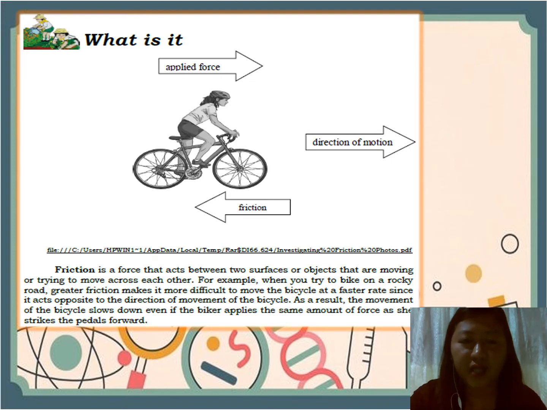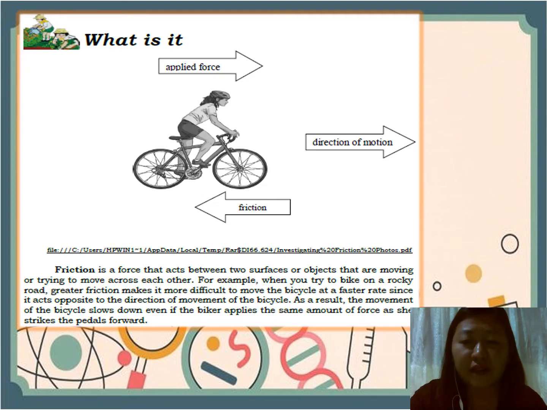We are now in what is it? Friction is a force that acts between two surfaces or objects that are moving or trying to move across each other. For example, when you try to bike on a rocky road, greater friction makes it more difficult to move the bike at a faster rate since it acts opposite to the direction of movement of the bike. As a result, movement of the bicycle slows down even if the biker applies the same amount of force as she strikes the pedals forward.